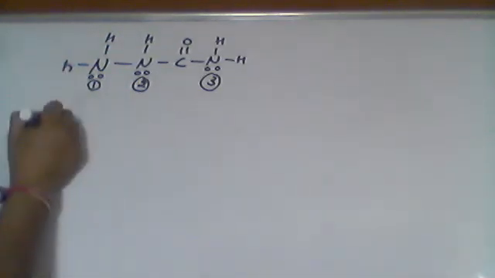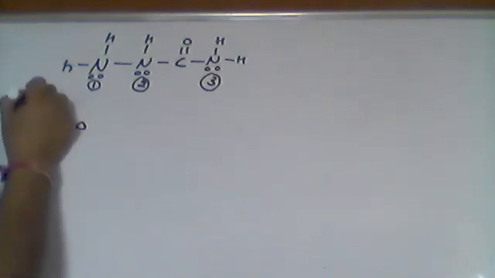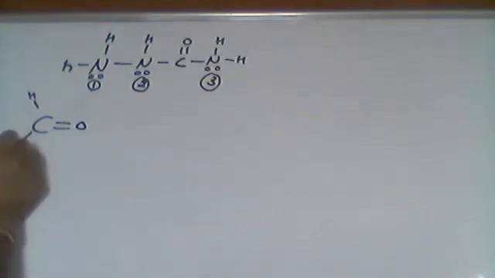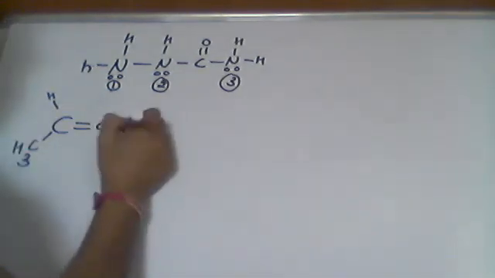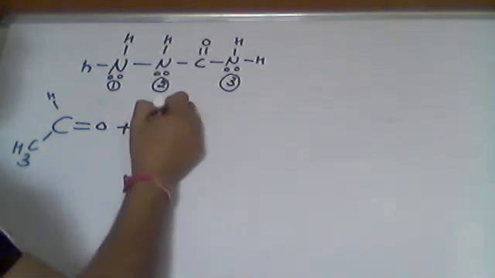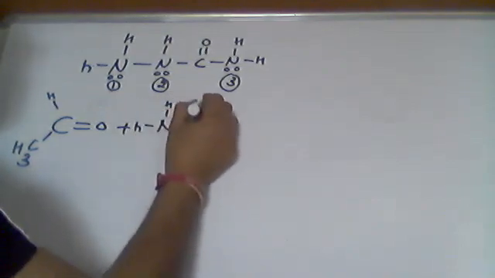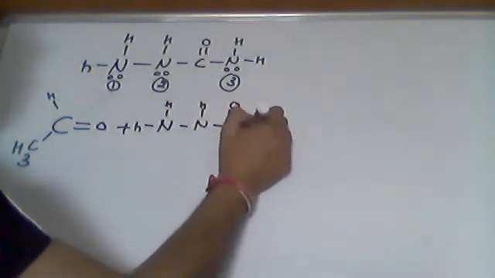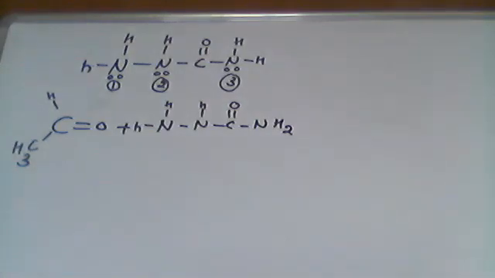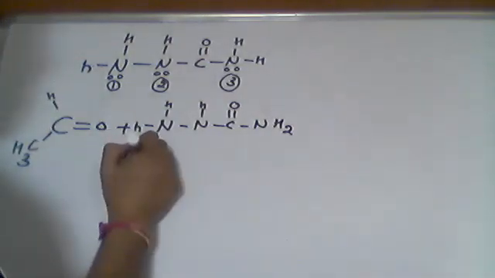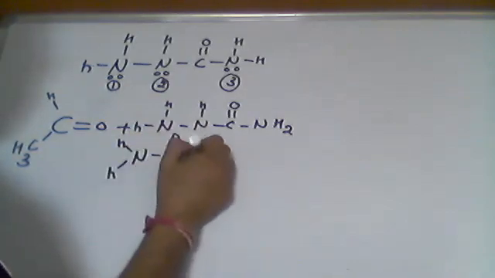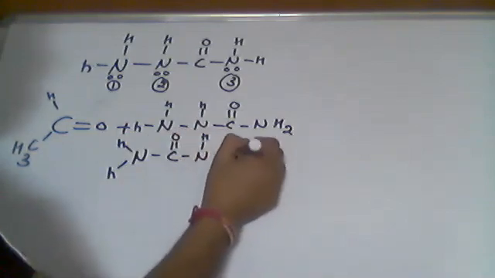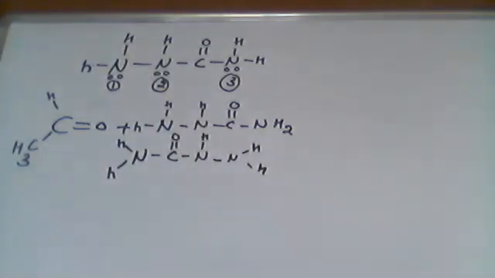Let me write down the reaction, taking the example of acetaldehyde. I'm going to react this acetaldehyde with semicarbazide. An important thing: you must know how to write semicarbazide. This is the correct way of writing it. Suppose it is written like this: NH2, NH, C double bond O, NH2. Maximum books are going to confuse you and write it the wrong way.